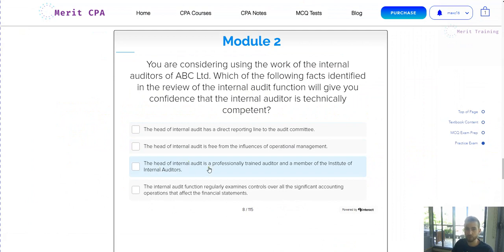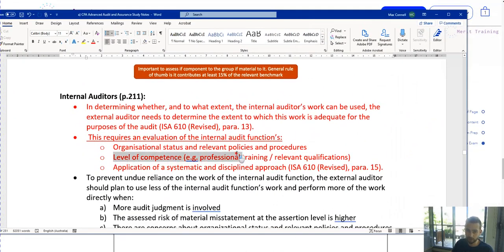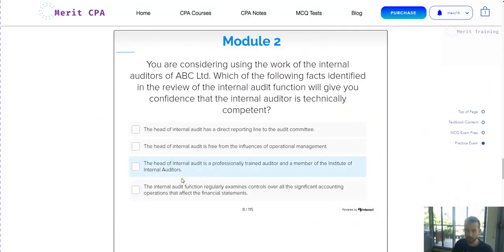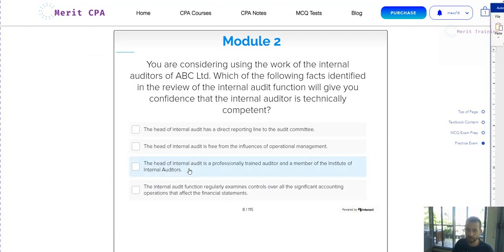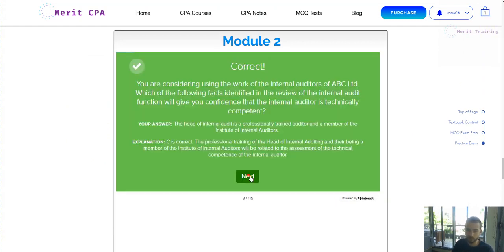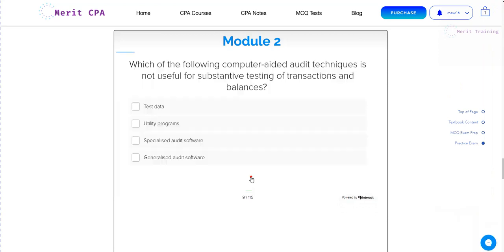C, the head of the internal audit is professional trained auditor. Yep, that's a tick. And a member of the Institute of Internal Auditors. So that would lend itself to the second point, level of competence, because of their professional training, relevant qualifications, etc. So this is most likely the correct answer here. And then D, the internal audit function regularly examines controls over the significant accounting operations that affect the financial statements. I mean, that's probably relating to this fourth point, application of a systematic and disciplined approach. So I mean, they're all correct in their own way, but the only one that actually links into internal competencies is this one here, C. And that's the correct answer. Cool. All right, next question.